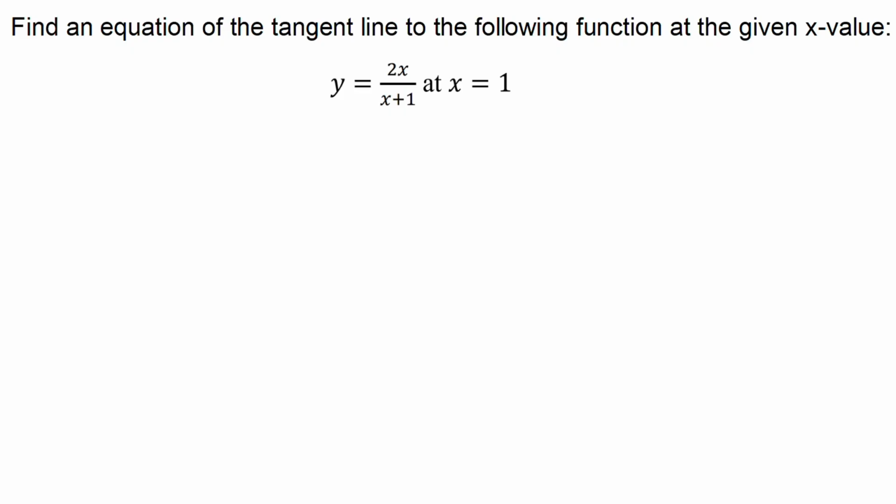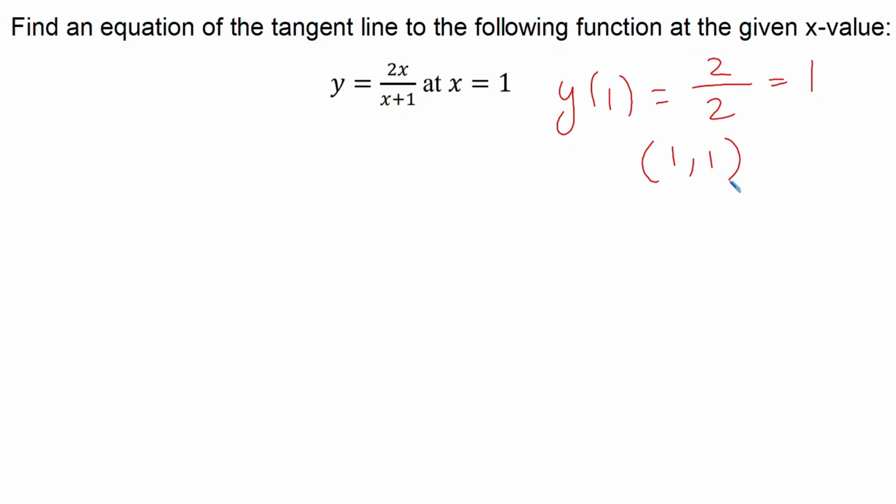All right, for our next one, same basic question. Find the equation of the tangent line, 2x over x plus 1, at x equals 1. First we'll figure out what y of 1 is equal to. Well, that'll be 2 in the numerator, 2 times 1 is 2. And in the denominator, we'll get 1 plus 1, which is also 2. So the point we're looking at is the point (1, 1).